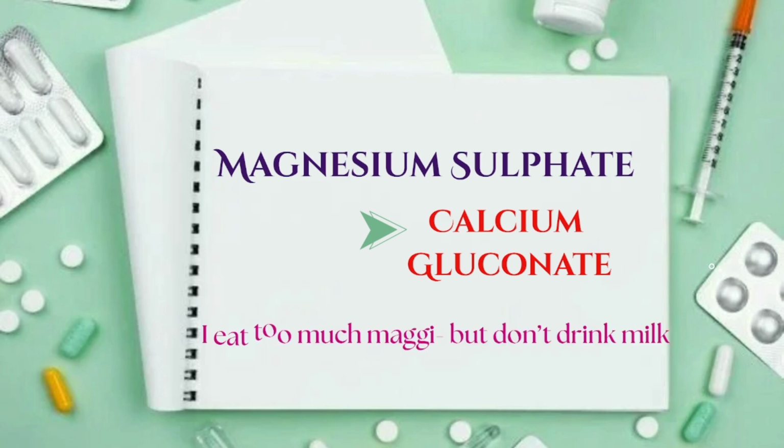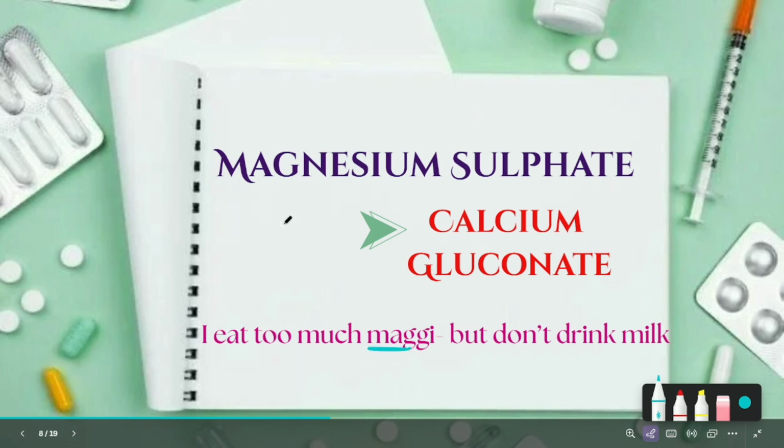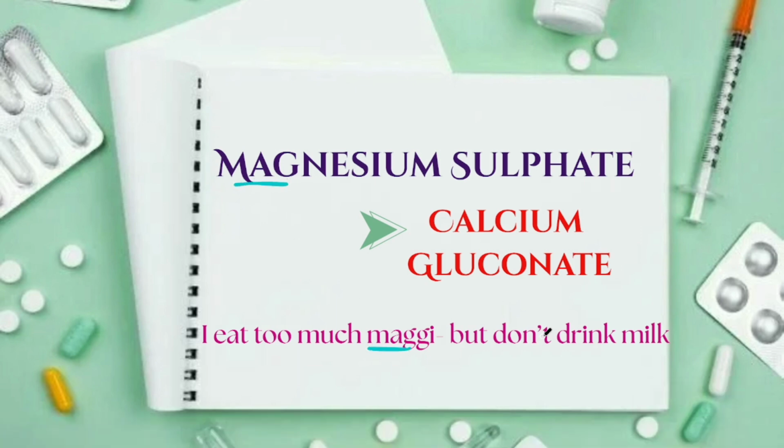How will you remember this? The mnemonic: I eat too much Maggie but don't drink milk. This is very easy. Maggie means MAG, that stands for magnesium, but don't drink milk. We know milk contains calcium. So from Maggie we can remember magnesium sulfate, and from milk we have to remember calcium, that is calcium gluconate. So the mnemonic is I eat too much Maggie but don't drink milk. That means the antidote for Maggie, that is magnesium sulfate, is milk, that means calcium gluconate.